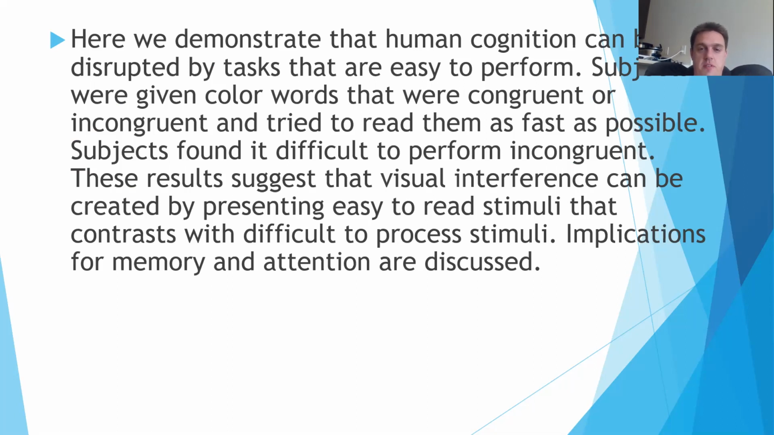Okay. These results suggest that visual interference can be created by presenting easy to read stimuli that contrast with difficult to process stimuli. I guess that's okay. It's nothing too bad. But it's kind of hard to still know what you mean by easy to read stimuli. This last sentence, implications for memory and attention are discussed. Well, again, what might those implications actually be? Again, it's a cognitive psych paper. Obviously, it relates to memory and attention. That's not really helpful. Also still missing the word abstract.